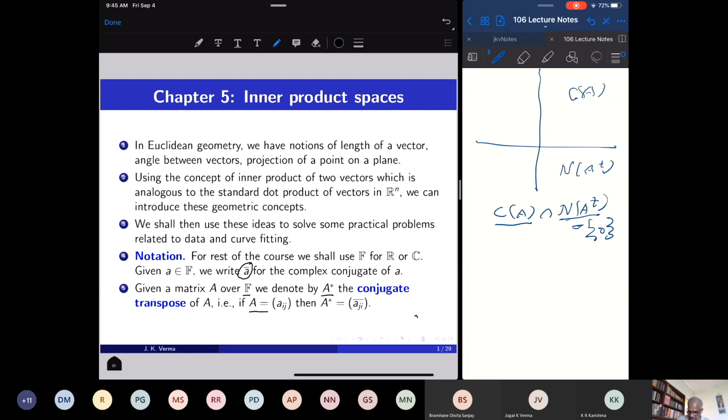So if A is equal to A_ij, then A star is obtained by taking the transpose and then taking the complex conjugate of every entry in the matrix. So first take the transpose and then take the complex conjugate of every entry in the matrix, and this is called the conjugate transpose of a given matrix.